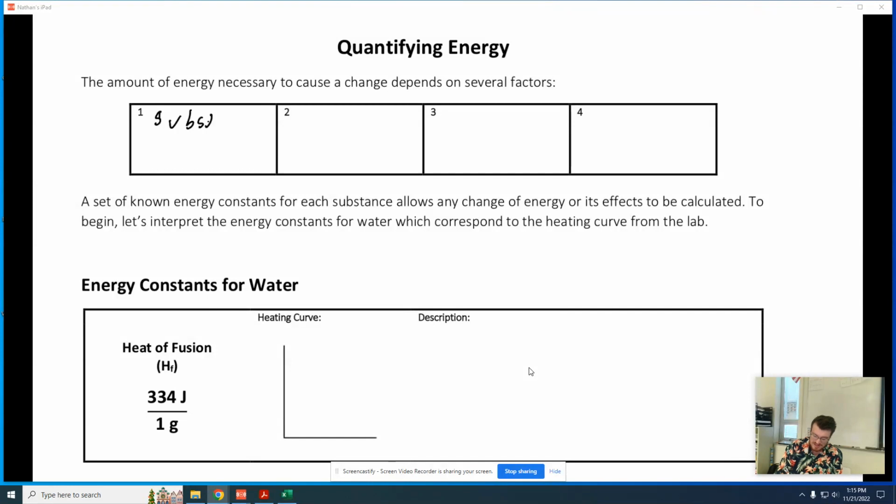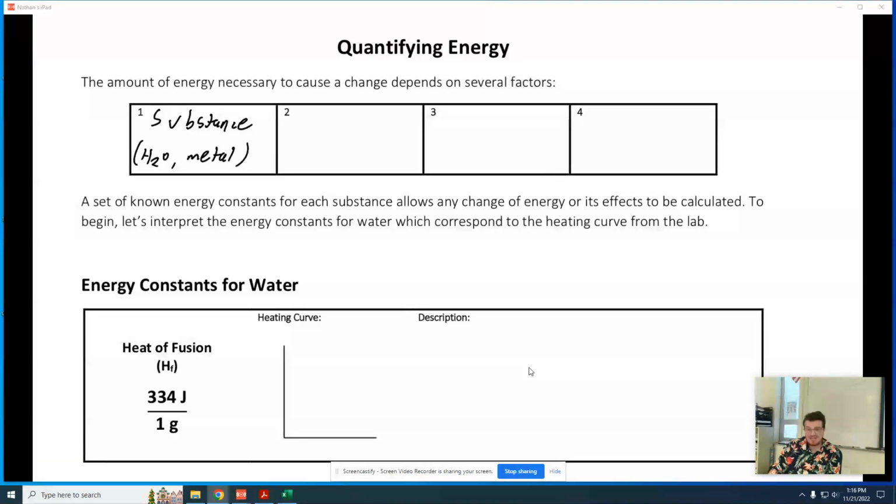We need to look at the substance itself. So we could ask ourselves, is this substance water? That's usually the case. Is it some metal that we're looking at, or any other substance we can think of? But every substance is going to accept and release energy at different rates. So that's the first thing we need to ask ourselves.